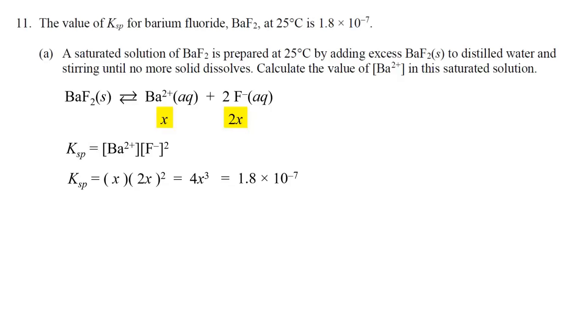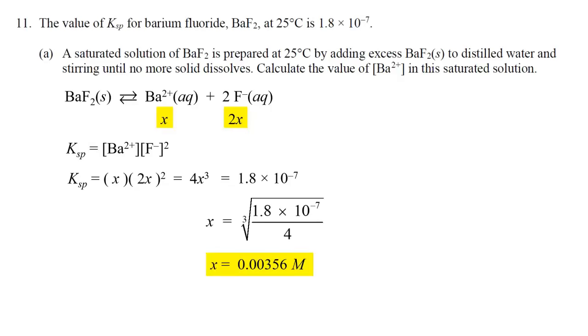So 1.8 times 10 to the negative 7 divided by 4, and then we take the cube root of that value, and that gives us an answer of 0.00356 moles per liter. So if we round off that number to 2 significant figures, then the concentration of the barium ion in this saturated solution is 0.0036 moles per liter, or you could write that in scientific notation as 3.6 times 10 to the negative 3 moles per liter. So that is the answer to part A.